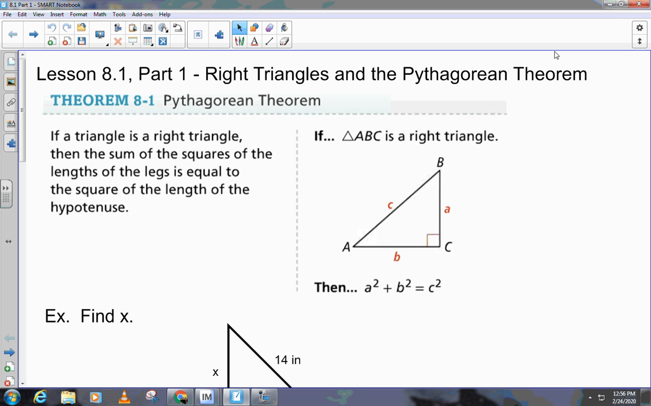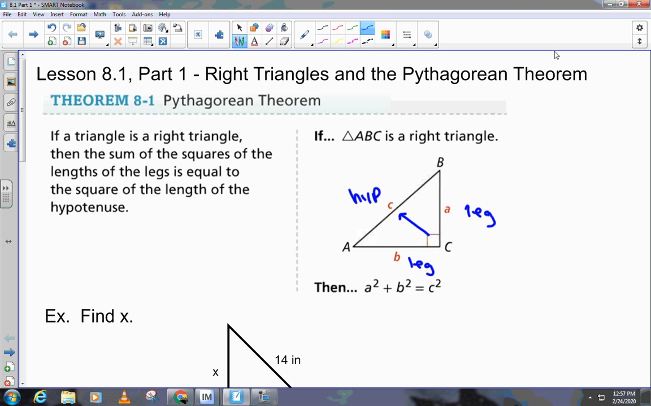Okay, so the first part of this lesson you should be familiar with because we've been working with the Pythagorean theorem all year, and you've done it in years past as well. The Pythagorean theorem states that if a triangle is a right triangle, then the sum of the squares of the lengths of the legs is equal to the square of the length of the hypotenuse. Most of you know it as a squared plus b squared equals c squared. Your a and your b are always your legs. Your c is always the hypotenuse. Your hypotenuse is always the longest side of the right triangle. It's across from the right angle.